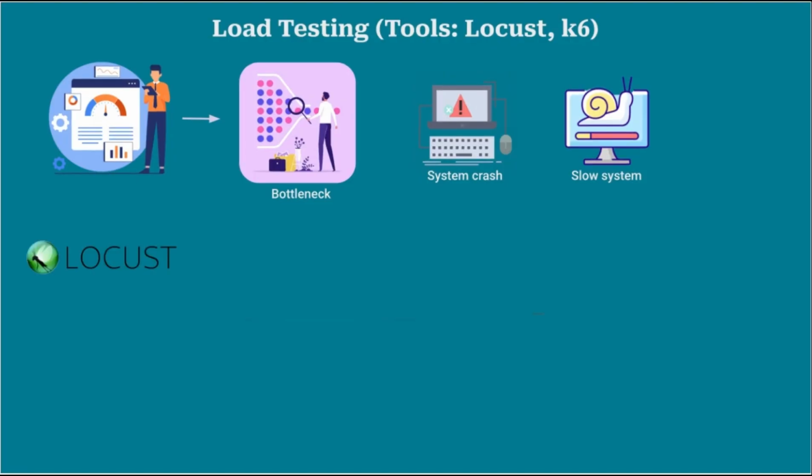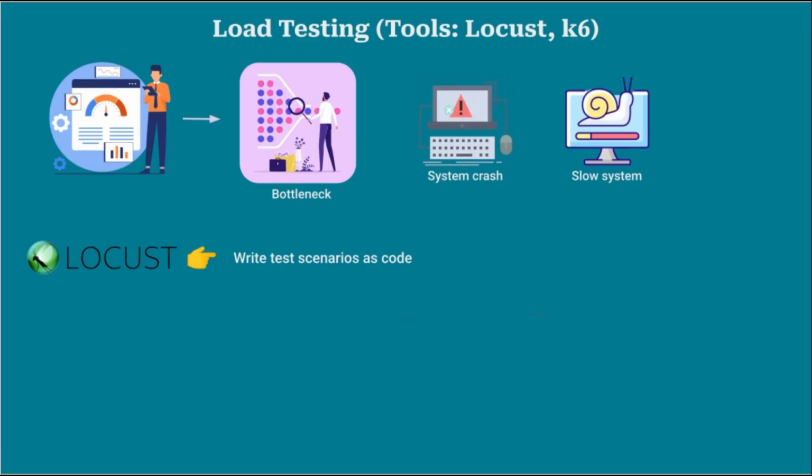1. Locust. Locust is an open source tool written in Python. You write test scenarios as code, which makes it super flexible. You can simulate thousands, or even millions, of users interacting with your app. For example, you want to simulate 10,000 users logging in and browsing your website? Locust can do that, and show you where things slow down.